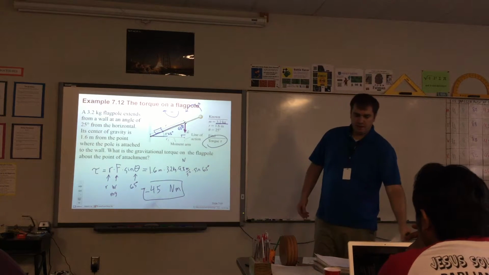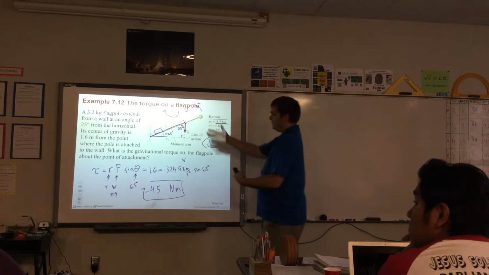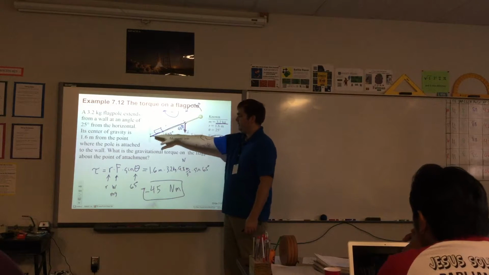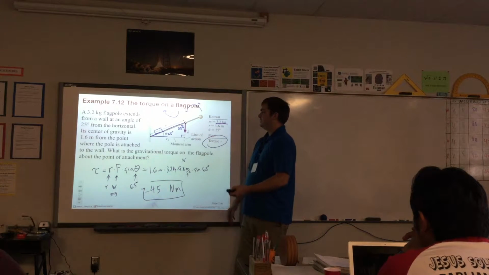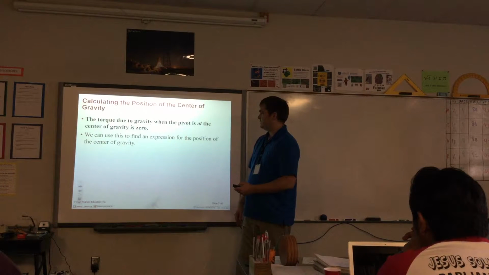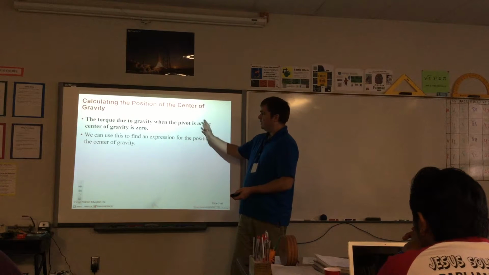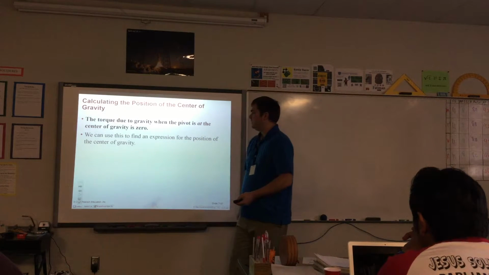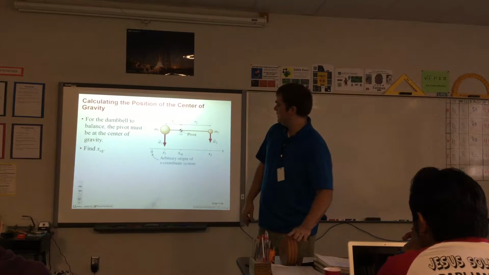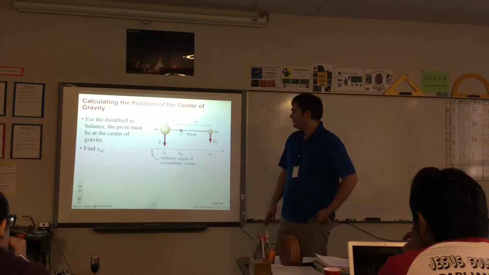All right. That's pretty much how you would solve these types of problems where you've got the center of gravity and you've got your torque equation. We're not going to mess with that. The torque due to gravity when the pivot is at the center of gravity is 0. We're going to do something which is going to help us out tomorrow, but also a little bit today.